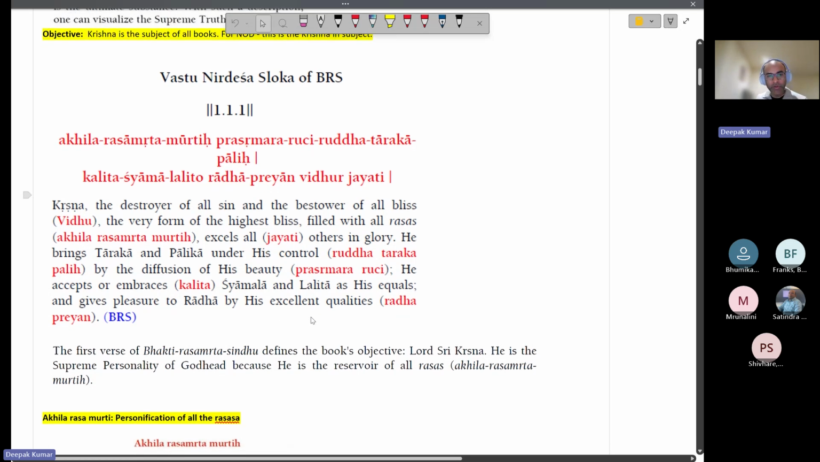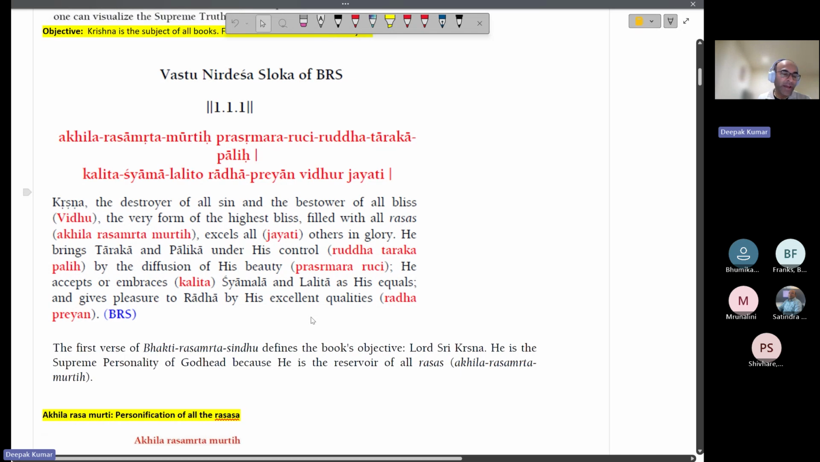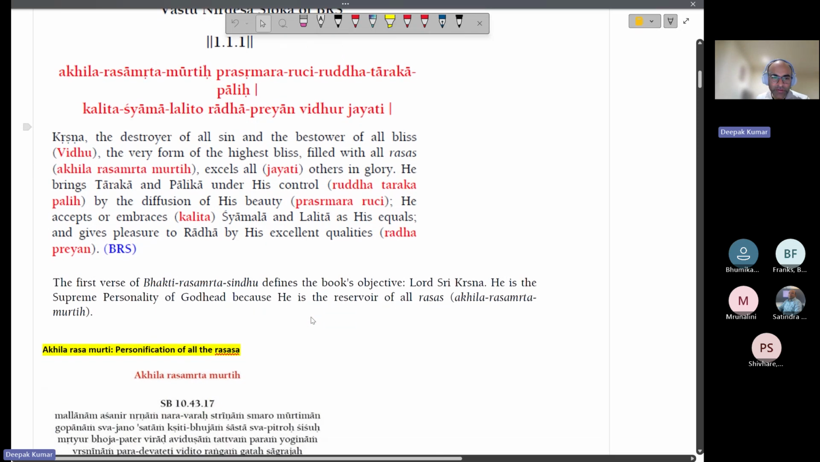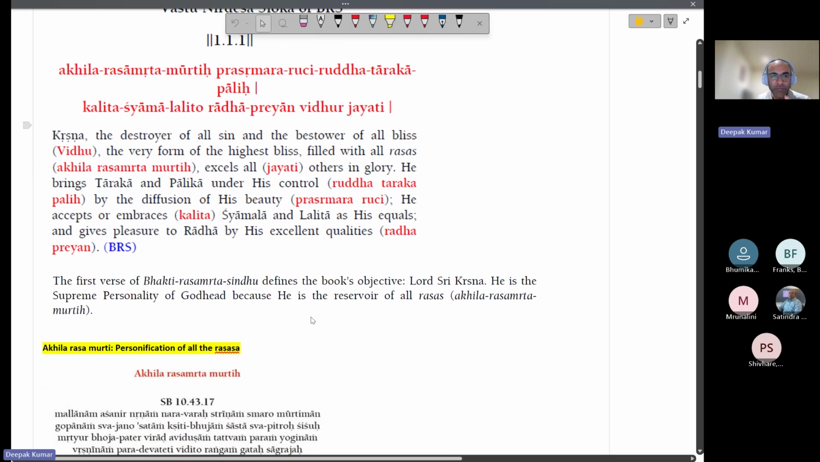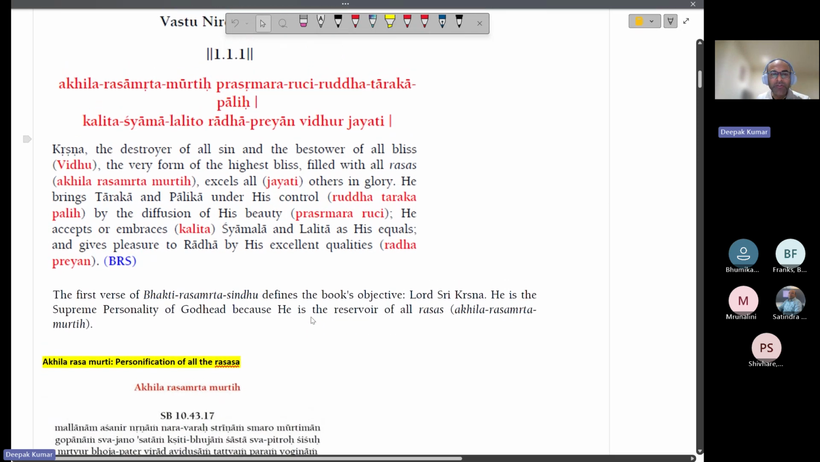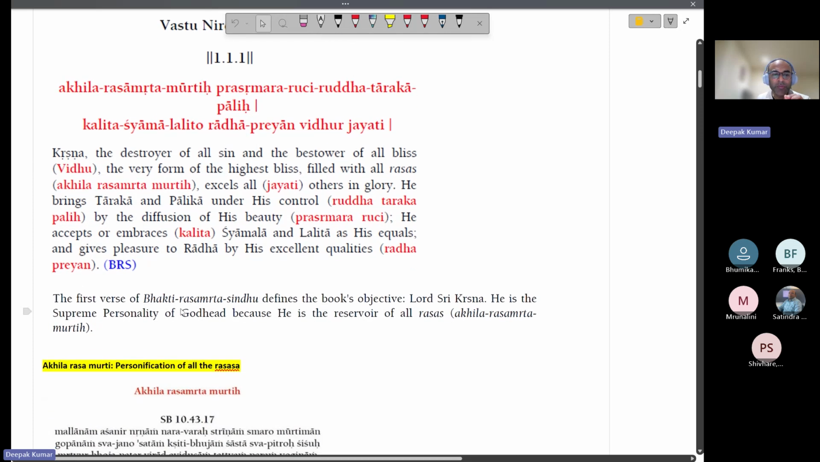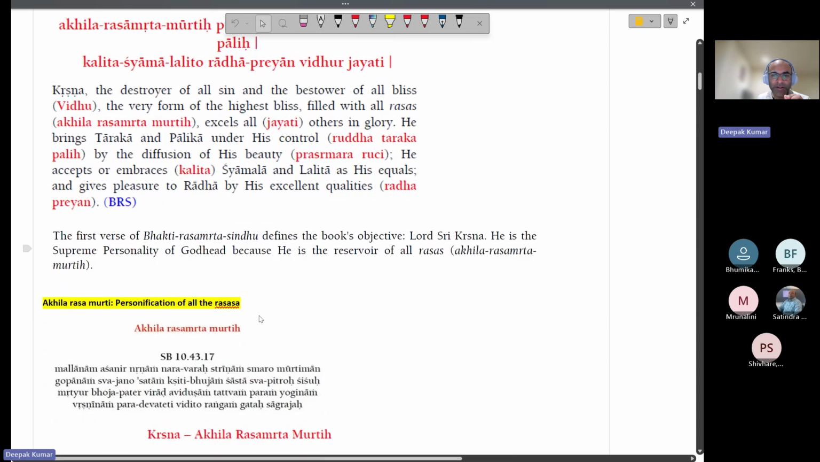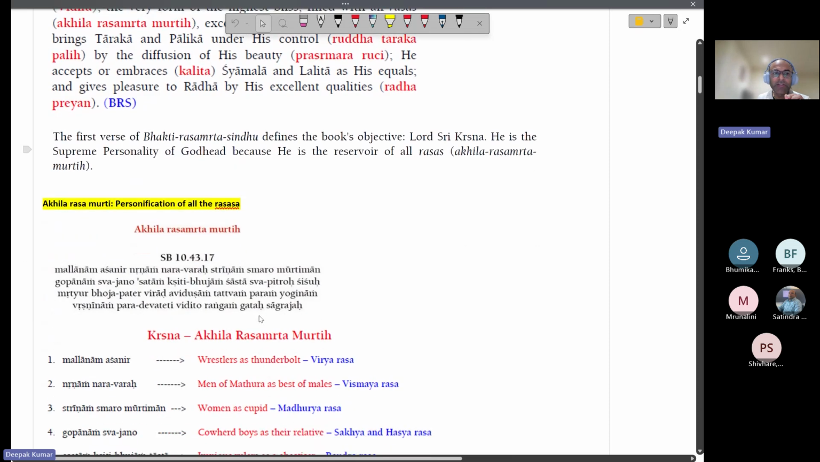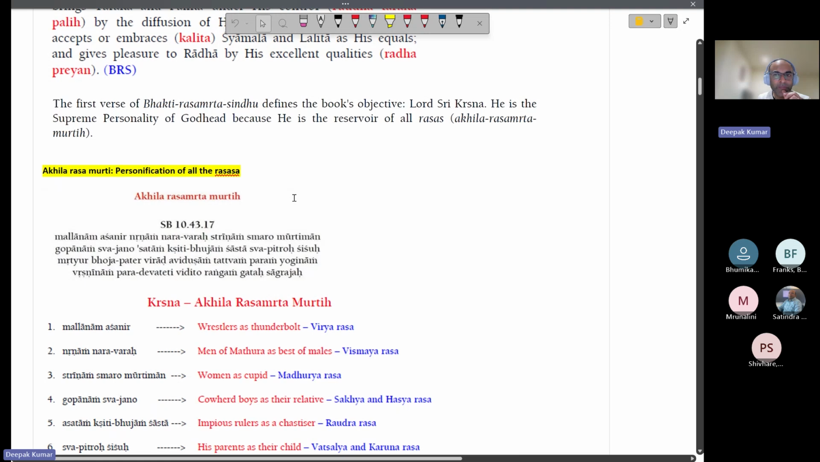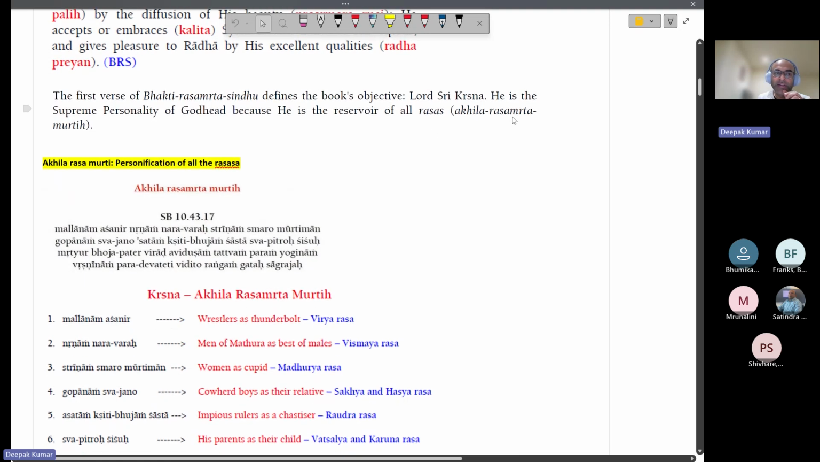So we will be going through it. Initially, when I read it, I don't know about you, I didn't get the gist. But now when you read this further elaboration of it, word by word, we will understand why this is considered the Vastu Nirdesh, why it is the subject matter. The first verse of Bhakti-Rasamrita-Sindhu defines the book's objective, which is Lord Shri Krishna. He is the supreme personality of Godhead because he is the reservoir of all rasas, which is Akhila Rasamrita Murti.